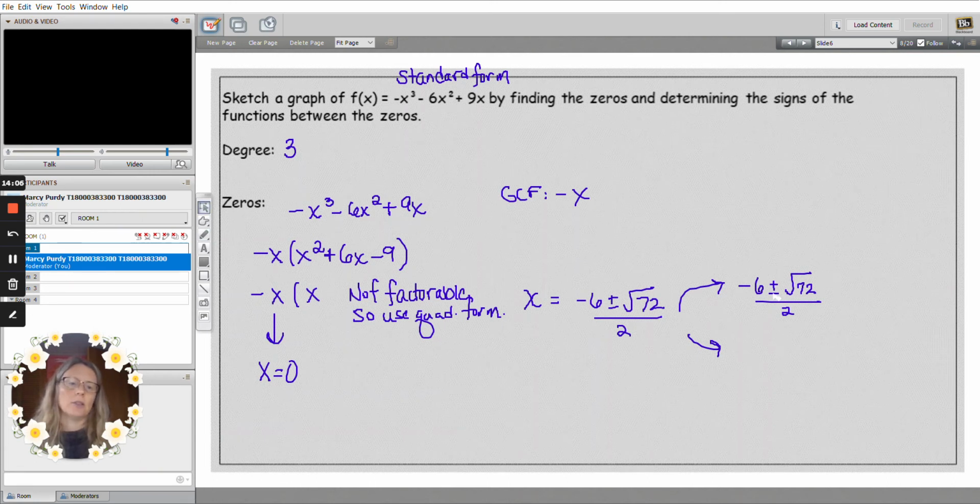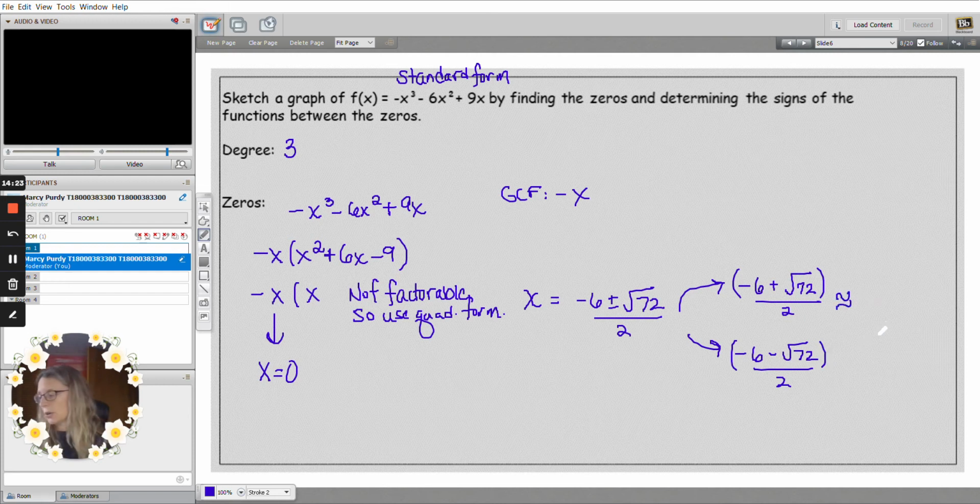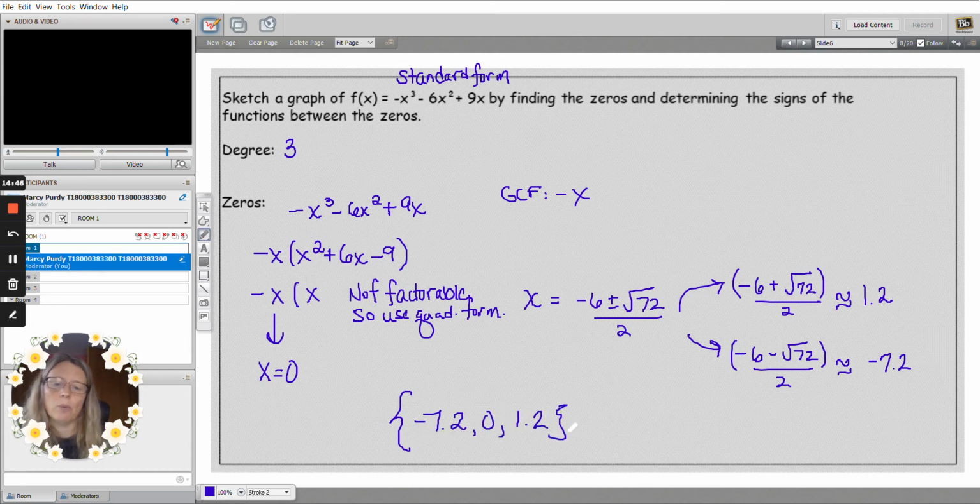And actually, this should be a plus the square root of 72, and then a -6 minus the square root of 72 divided by 2. Now again, you're going to have to put that into a calculator, and when you do, the entire top should be in parentheses for both of them. And again, you should check this on your own calculator. What you get is 1.2 and -7.2. All right, so those are answers for the decimals. Now we have all of our zeros, -7.2, 0, and approximately 1.2.